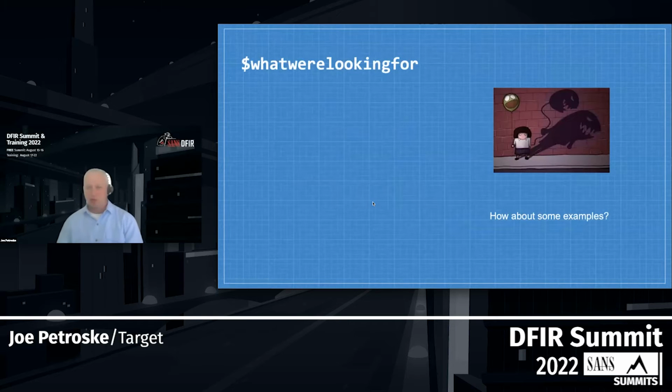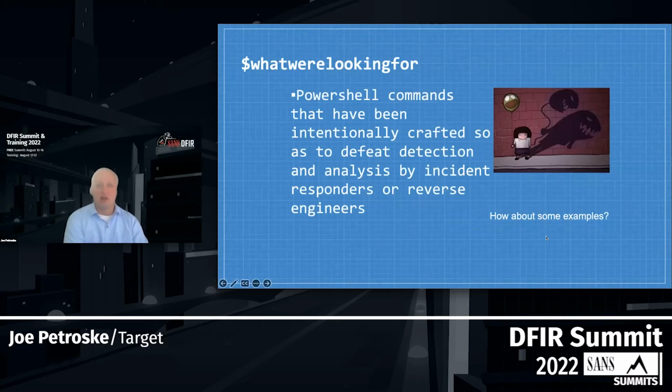What is it specifically that we're going to be looking for here? And we'll talk about some examples of what we might be trying to identify with a technique like this. What we're looking for is a PowerShell command that has been altered by someone to make it look like you can't read it or tell what this thing is doing.